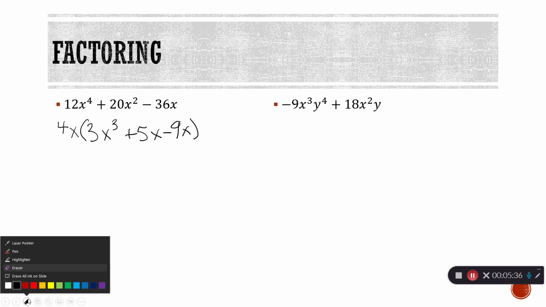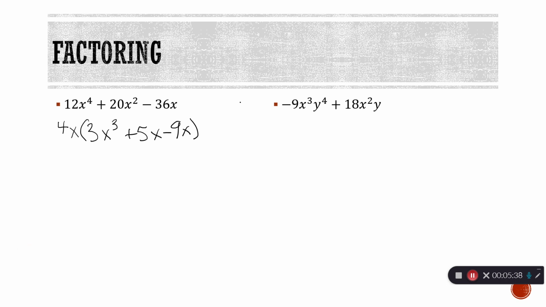Okay, now this is a little different. So we factored out two things here, right? So you can factor out more than one variable too. So let's do this one. Let's look at our numbers first. So they got a negative 9 and 18. Both share 9 or negative 9. Whatever you want to pull out. Let's pull out 9.